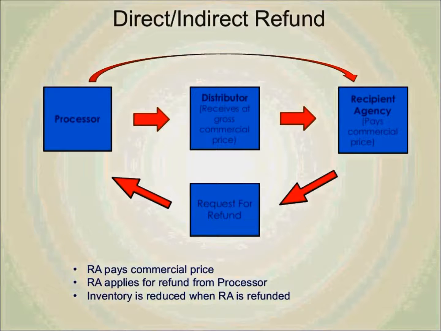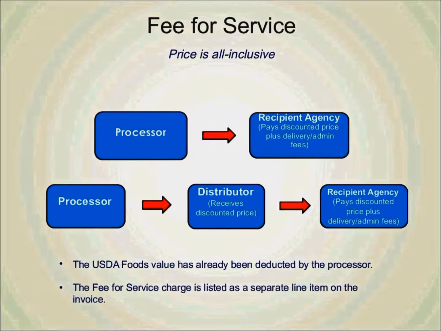The RA must then apply for a refund from the processor within 30 days. If the value is less than $25, the RA is allowed to apply quarterly. The RA's USDA Foods inventory is reduced when the processor pays the refund. Be advised that your invoice may not indicate that this is the value pass-through method that is being used. It is up to you to know which method of VPT is being used and how you are receiving your entitlement credits. Now let's look at fee-for-service.